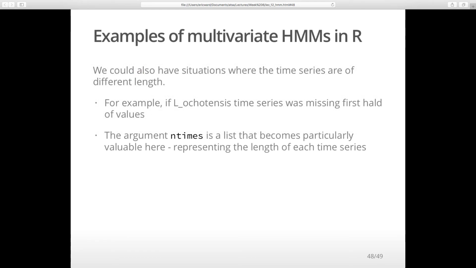Okay, so we could also have situations where the time series are of different length. For example, if one time series was missing the first half of the values, there's an ntimes argument in the depmix package that becomes pretty useful for actually letting your time series have different lengths, or maybe you have different samples for different surveys. So I'm not going to illustrate an application, but just know that that's there and is pretty useful for incorporating multiple different kinds of data.